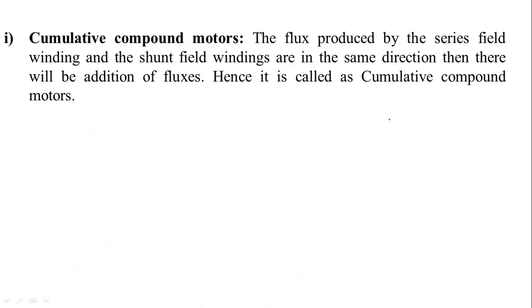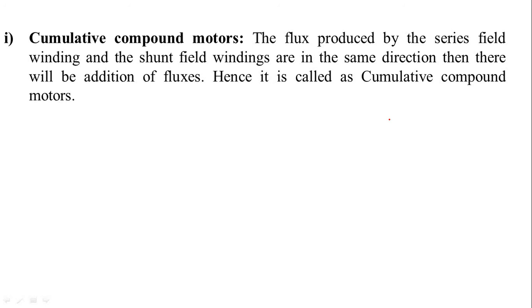Also there are two types in the compound DC motor. The first type is cumulative compound motors. I'll tell you in a simple way. As I told, there are two fluxes produced in a DC motor. One is the stator flux, the other is the rotor flux. If the flux produced by the stator has the same direction as the flux produced by the rotor winding, then there will be addition of the two fluxes, so we call it a cumulative compound motor.